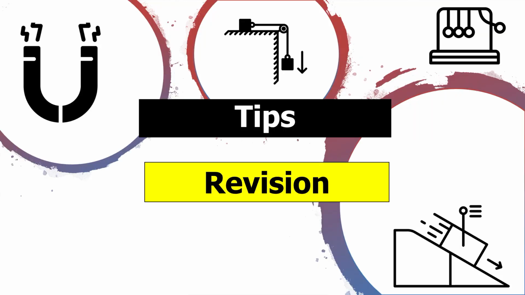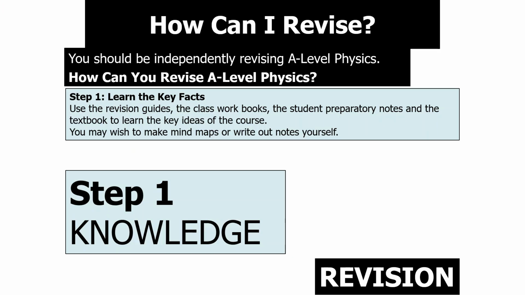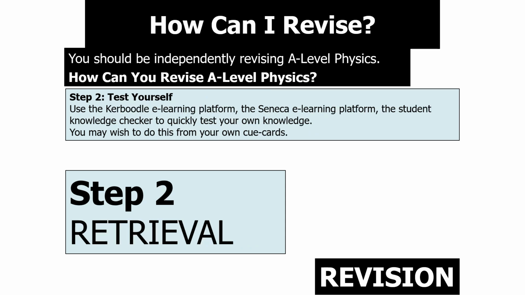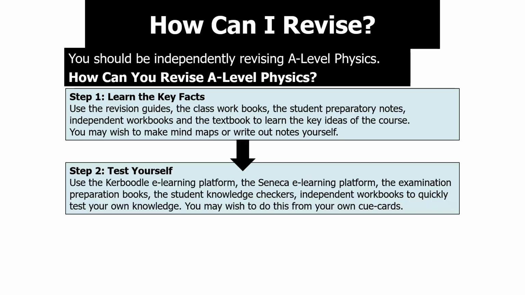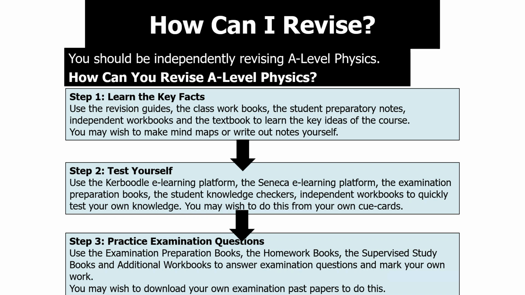Now, how should you be revising for AQA A-Level Physics? Well, the first thing you need to do is to learn the key facts. Use revision guides, class workbook, student prep notes and the textbook to learn the key ideas of the course. Then test yourself. Use things like Caboodle, Seneca, knowledge checkers to quickly test your own knowledge, and you may wish to do this from your own cue cards. The third step is to practice. Use exam preparation books, homework books, study books, additional workbooks to answer exam questions and mark your own work. So this cycle of learning the key facts, testing yourself and practicing exam style questions is how you should be revising for AQA A-Level Physics.